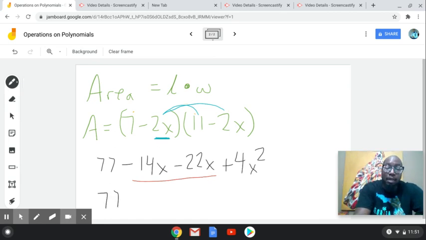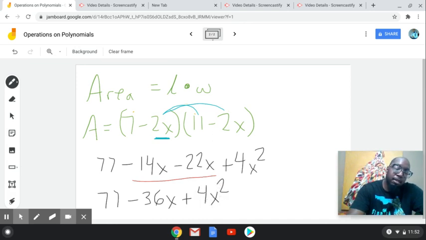You're going to combine negative 14 and negative 22. And when we say combine, the operations are either addition or subtraction, okay? Again, when you do combining like terms, the operation is always going to be addition or subtraction. Well, both of these are negatives, so we're going to keep it negative, and then you're just going to add them together. So 14 and 22 becomes 36. So this is going to be a negative 36x. And then we're going to drop down our plus 4x squared.